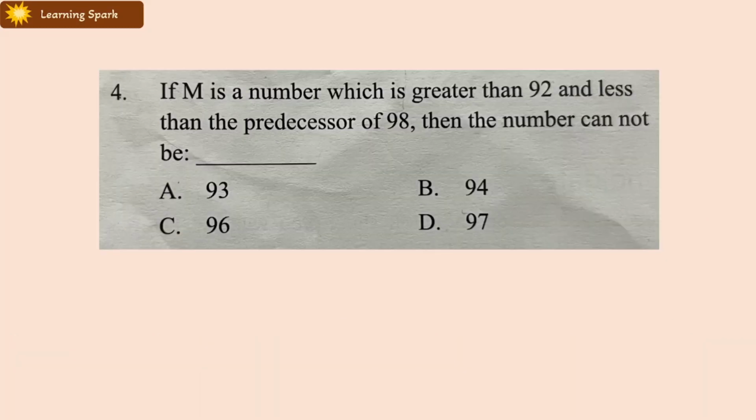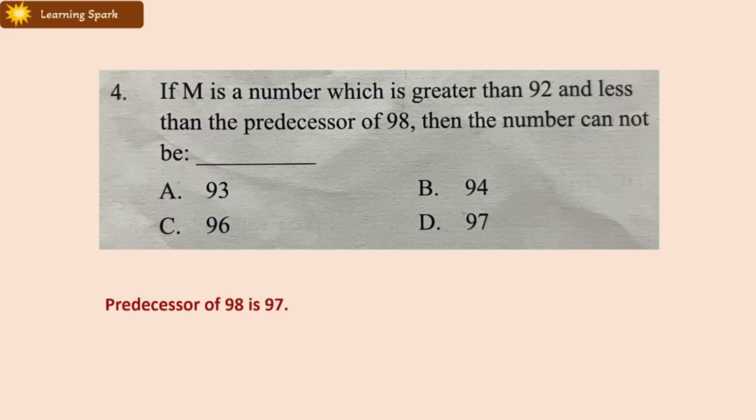Question number 4 is on the screen. Let's work this out. This is pretty easy. AM is a number which is greater than 92 and less than the predecessor of 98. So first of all, what is the predecessor of 98? 97, right? So the number has to be more than 92 and less than 97.